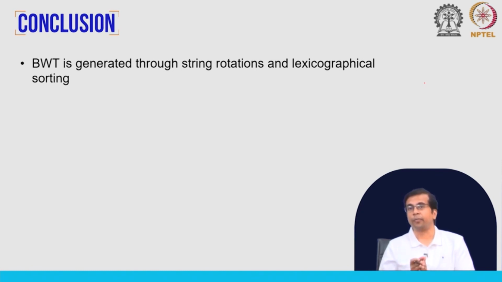And in the third step, we combine the original string with all the rotations to do something called lexicographical sorting. And we have seen the process of lexicographical sorting and how we make those decisions for sorting. If the first letter is same, we look at the second letter, if the second letter is same, we look at the third letter, and so on. And then we sort these strings and we generate this sorted matrix.